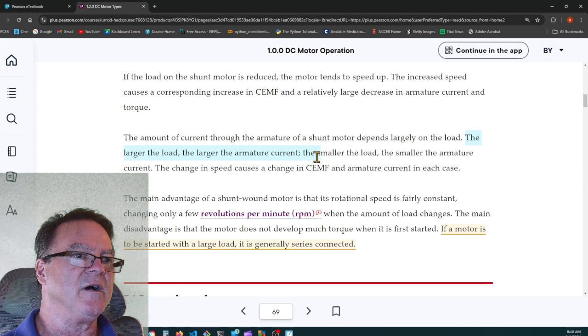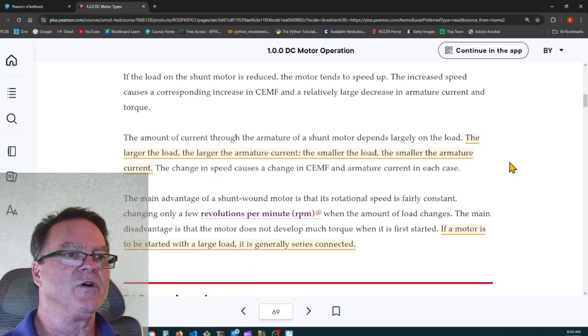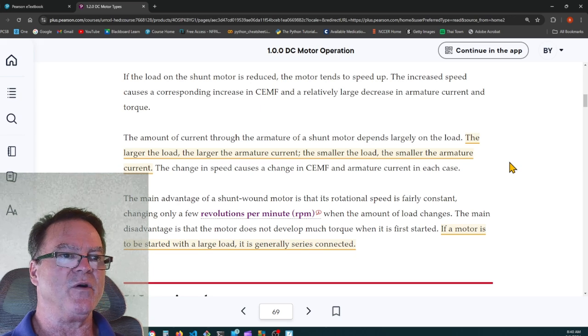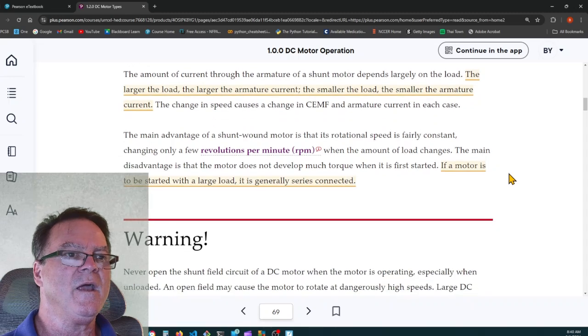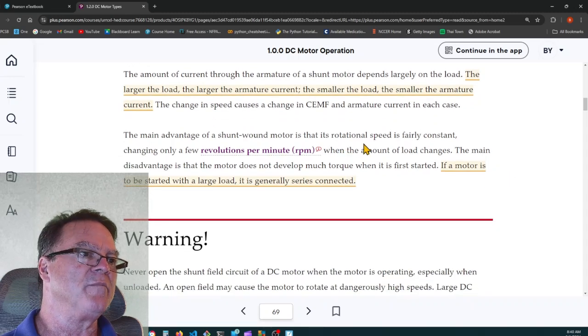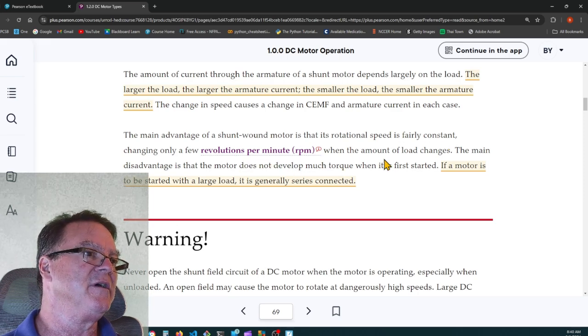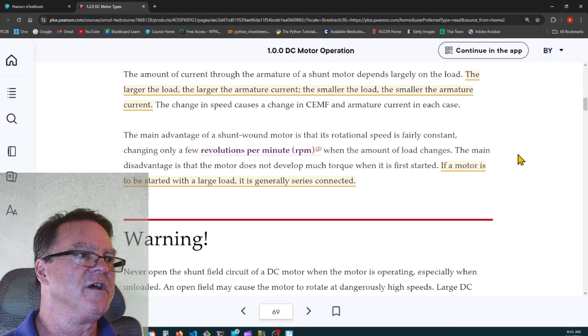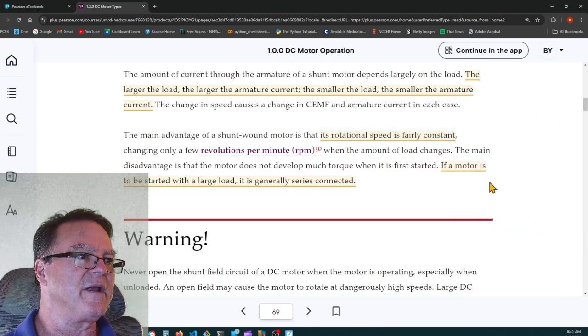All right. I'm going to make that a highlight. The larger the load on a shunt DC motor, the larger the armature current. The main advantage of a shunt wound motor is that its rotational speed is fairly constant, changing only a few revolutions per minute when the amount of load is changed. So its rotational speed is fairly constant. These are things they might ask you about.